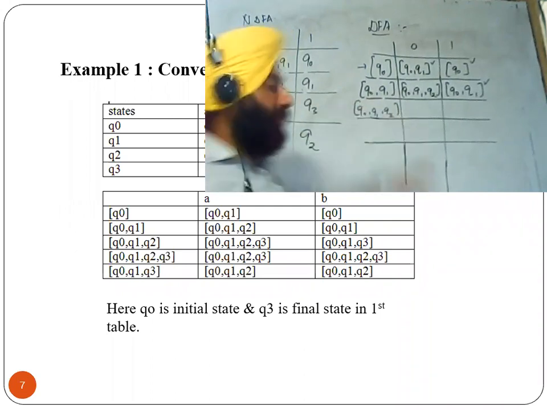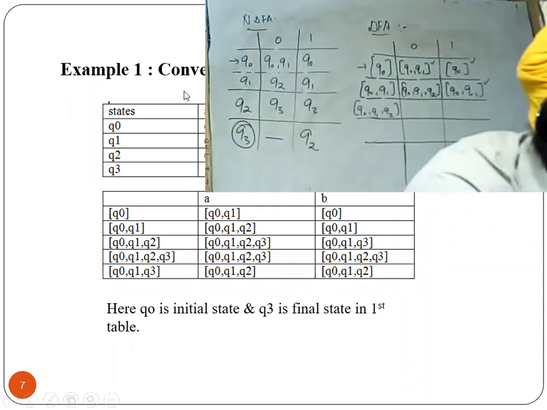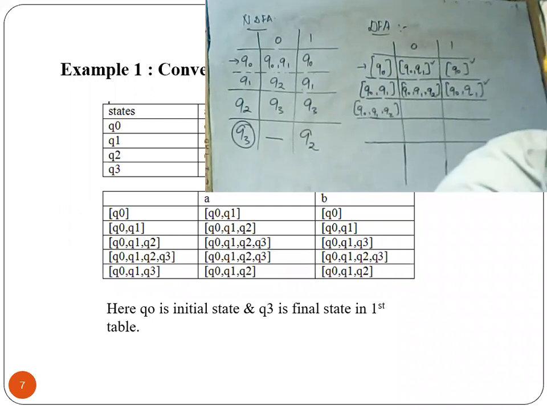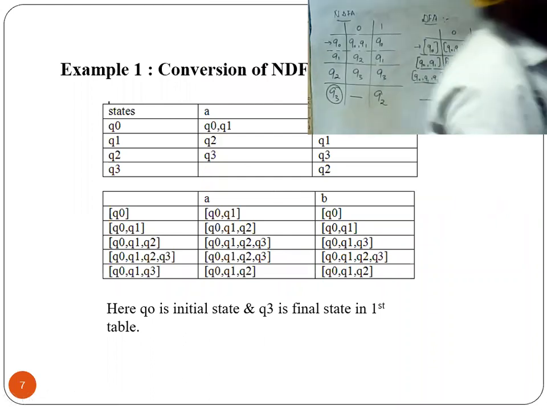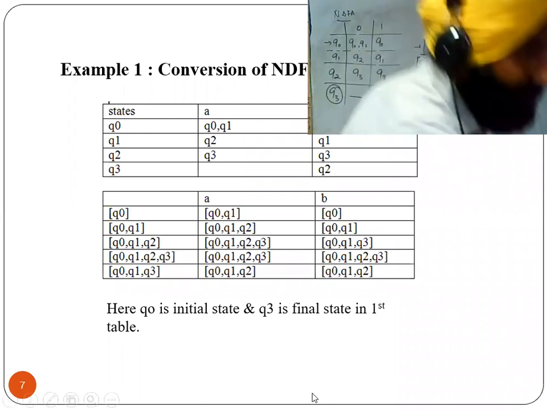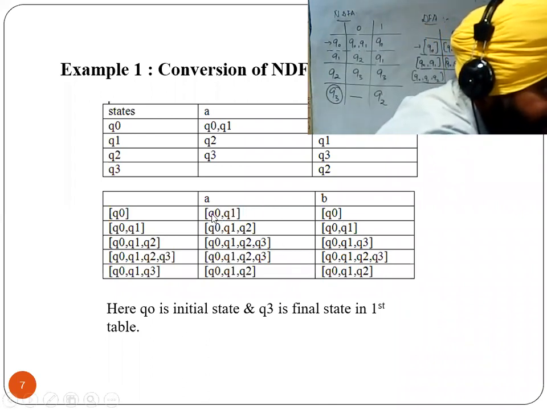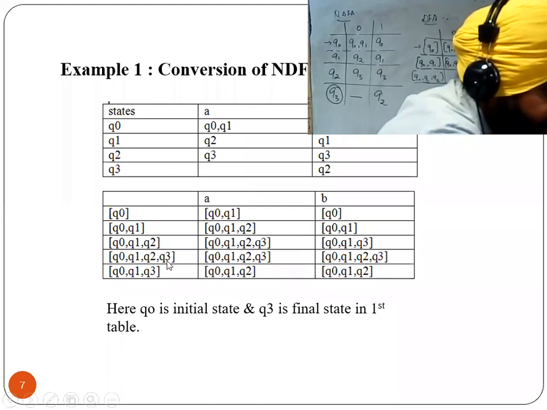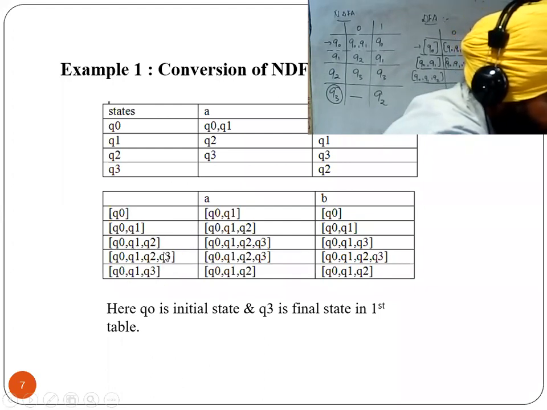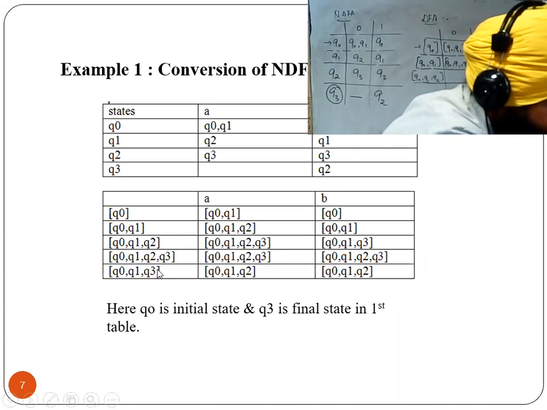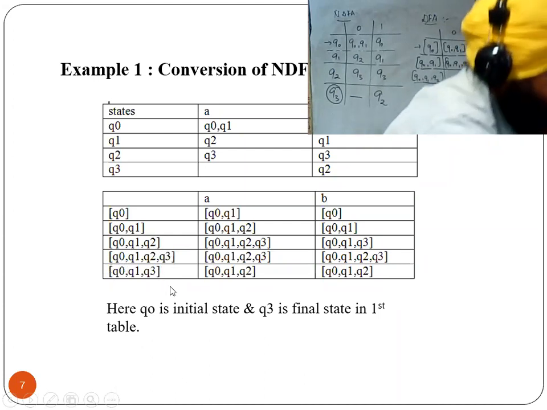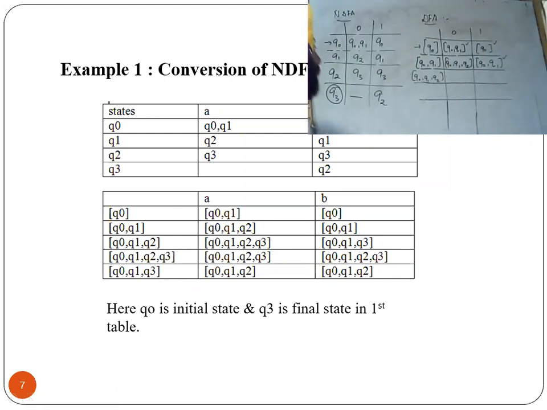So by doing so, you will be left with this entire table. Here you have to circle all the states which consist of Q3. That is, you have to make one circle over this and one circle over this. Am I clear? Only to this side.